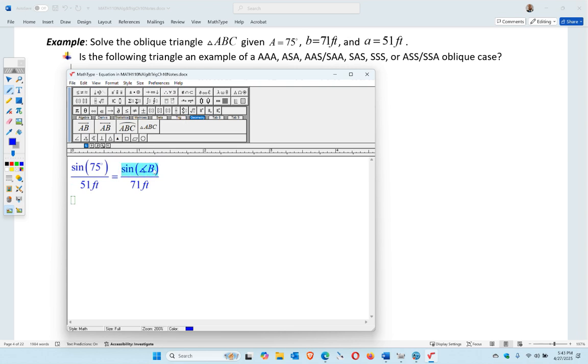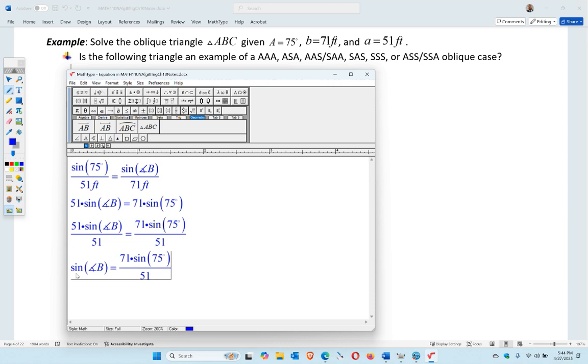So we'll cross multiply. So we're going to get 51 times this on the left, to right multiply, equals 71 times the sine of 75. Okay. And then we want to get the angle B by itself. That's obviously what we're solving for. So we're going to divide both sides by 51. So we're going to be left with the sine of angle B equals this.